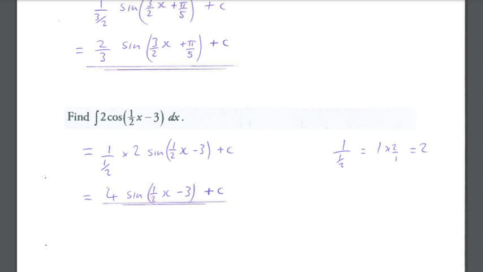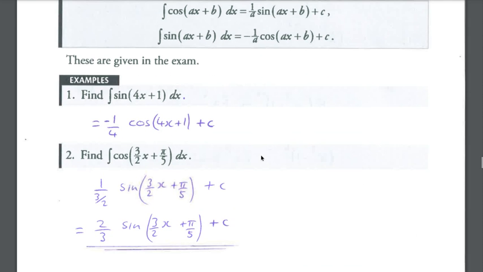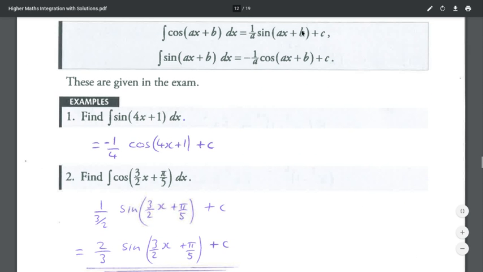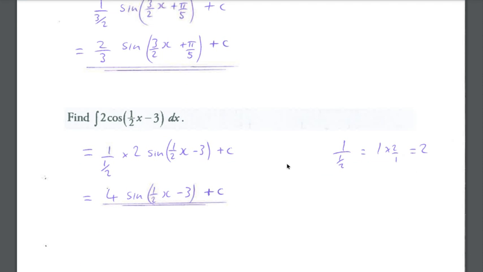Question number 3, find the integral of 2 cosine of 1/2 x minus 3 dx. So again, we're just doing the same thing. We're going to use our rule up here. So that'll be 1 over 1/2 multiplied by 2 sine of bracket plus c. 1 over 1/2 is just 2 over 1. So 2 2's are 4. So 4 sine of bracket plus c.